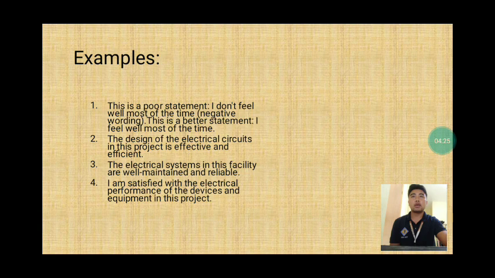The second example is the design of the electrical circuits in this project is effective and efficient. The third one is the electrical systems in this facility are well maintained and reliable. And the last one is I am satisfied with the electrical performance of the devices and equipments in this project.